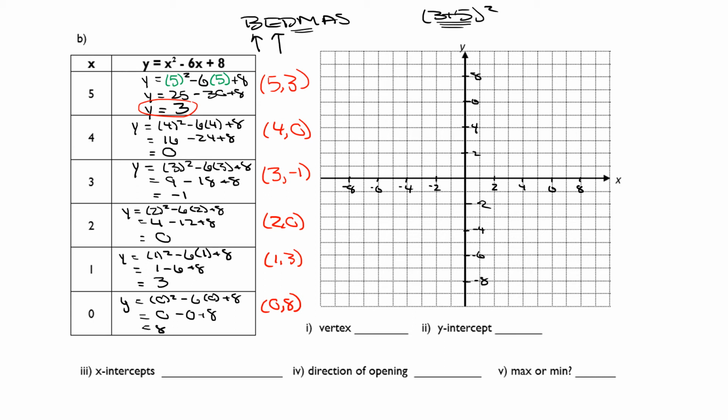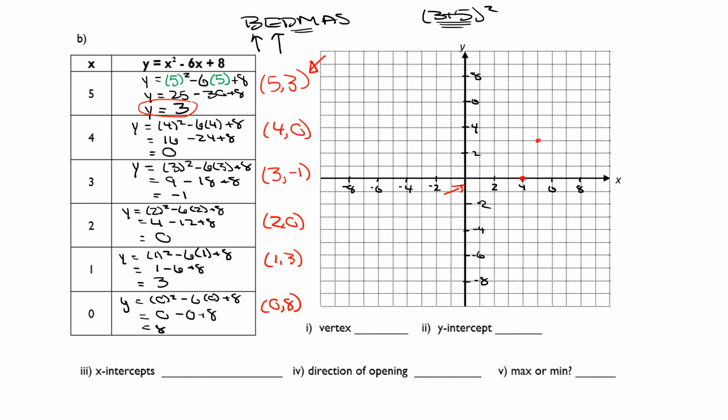And now we put the points on. So 5, 3, my first point that I got is 5, 3. So that means starting from the origin, I count 5 to the right and then up 3. There's my dot. My next coordinate is 4, 0. So starting from the origin, I count over to the right 4, and then 0 means I'm going nowhere. I'm not going up or down.